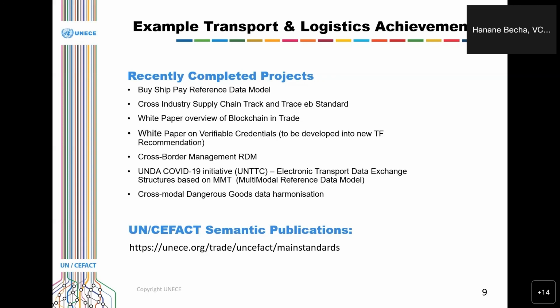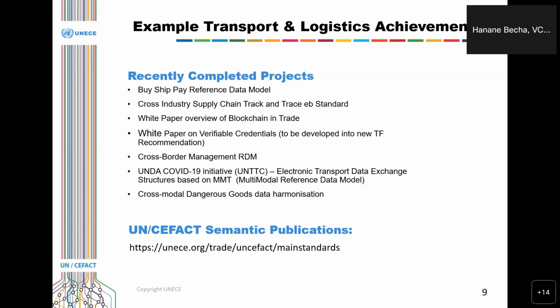White paper overview of blockchain and trade. This is very focused on blockchain and the impact of the technology for trade. We have as well the white paper on verifiable credentials that was mentioned earlier by Steve. Cross-border management, RDM, and as well during the COVID pandemic period, we were really active, and we did initiate a project called UNTTC, which is basically the electronic transport data exchange structure based on MMT. And this is where we launched, for example, the e-bill of lading that was used by different organizations, namely DCSA, FIATA, and BIMCO.